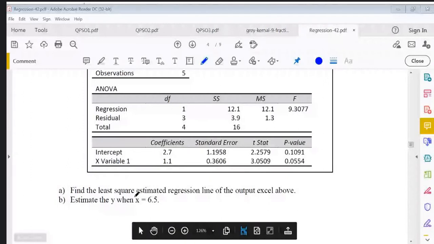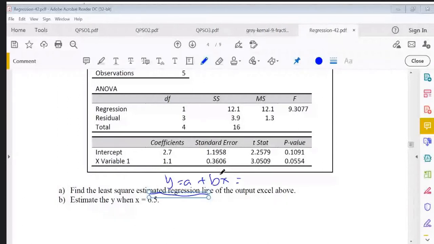For this question, what is the value of a? Apa nilai a? Okay, 2.7. The one at the top is A, which is 2.7. What is the value of B? B is 1.1x. This is worth 2 marks.